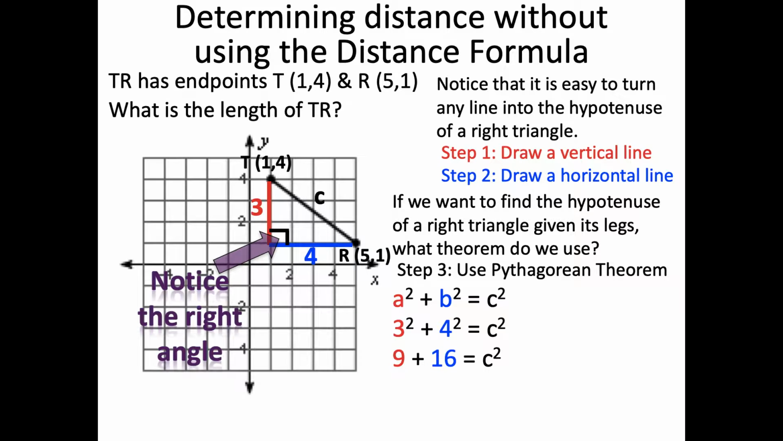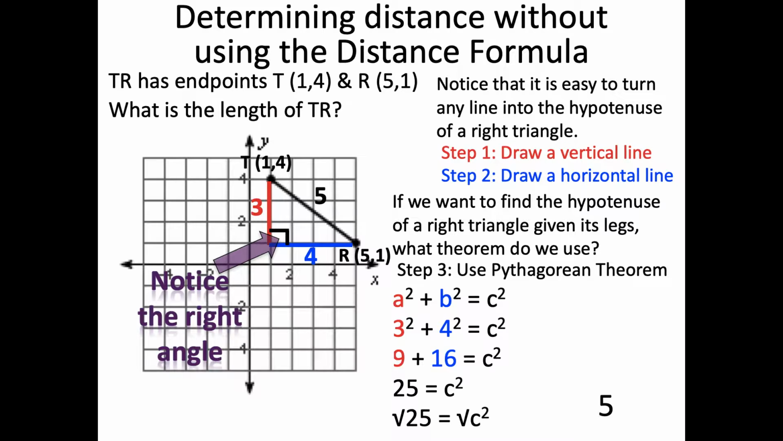And now to get C, I just multiply it out, take the square root of both sides, and I end up with the square root of 25 is 5. So now I can figure out that TR in this case is 5 using the Pythagorean theorem. Okay. So you can always do that. If you don't want to use a distance formula, fine.